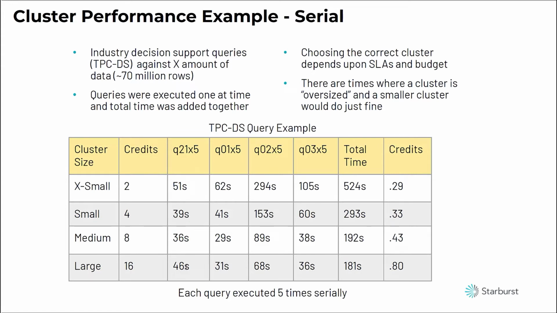So we have 36 to 46. So the large actually took longer than a medium. And the reason for that is because there's more coordination that needs to be done, and it's such a small query. And I talked about this before. Sometimes smaller clusters can actually run small queries much quicker.